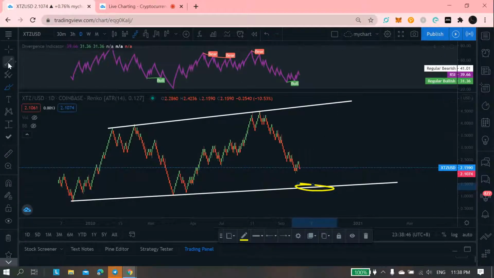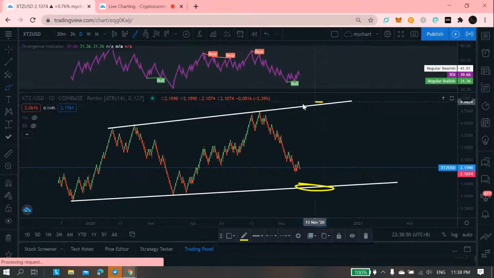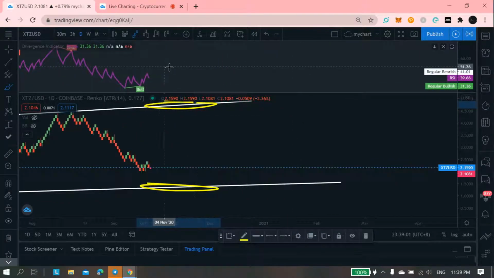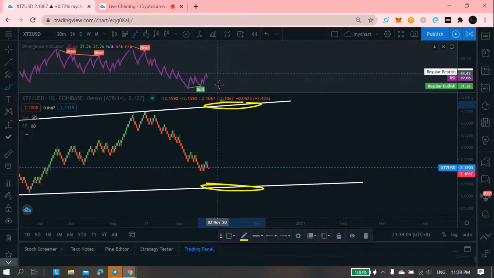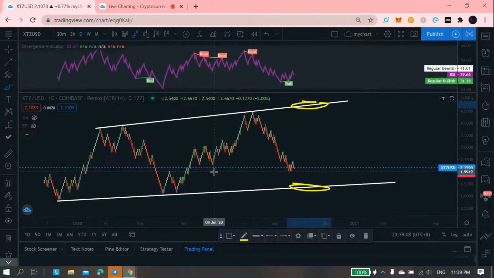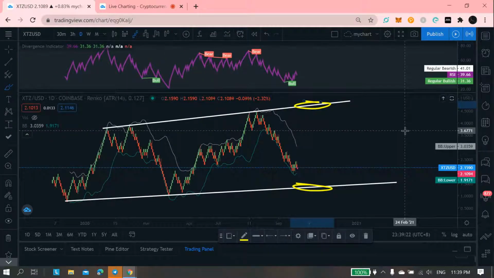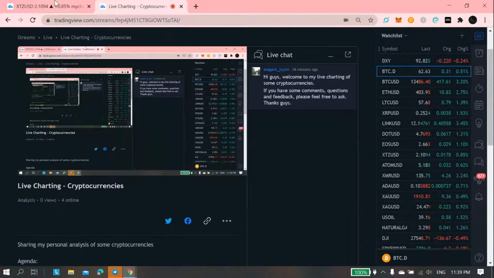But the resistance I'm looking at, of course, is this area around the 4.45 or 4.5 area. So currently, it seems like going down. So yeah, let's see. Let's look at the Bollinger Band. Yeah, might possibly retest the lower Bollinger Band of around 1.91 area. So yeah. Now let's move on to the next chart. Anyway, if you have some chart requests, just let me know. After XTC is Atom.